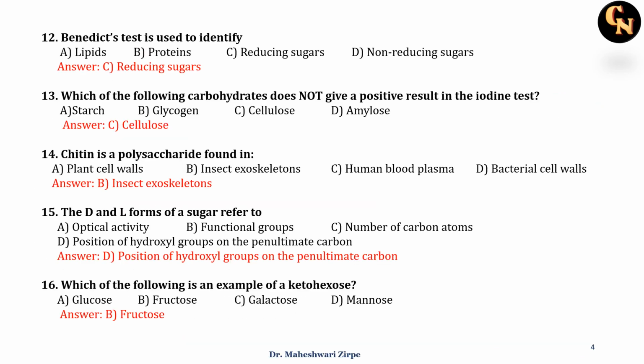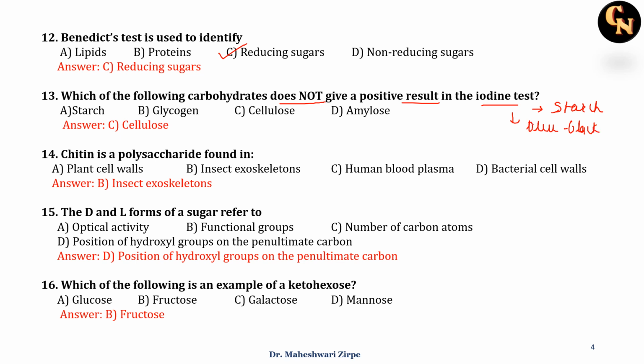The next one is: Benedict's test is used to identify dash. Basically, Benedict's test is used to identify reducing sugars. Next is: which of the following carbohydrates does not give a positive test with iodine? Iodine is basically used to detect starch. When iodine reacts with starch, it will give a blue-black color.